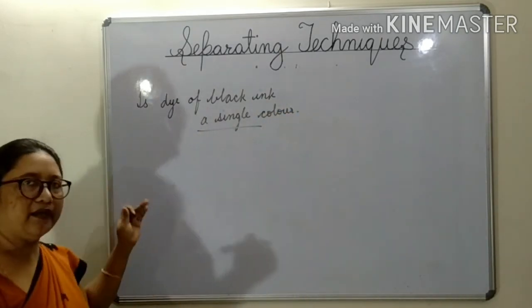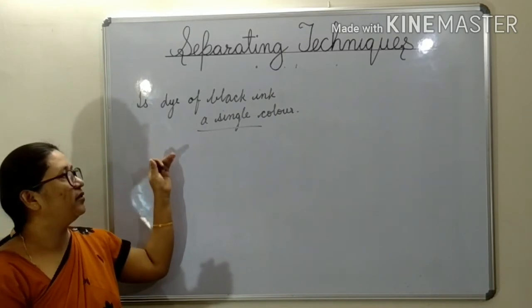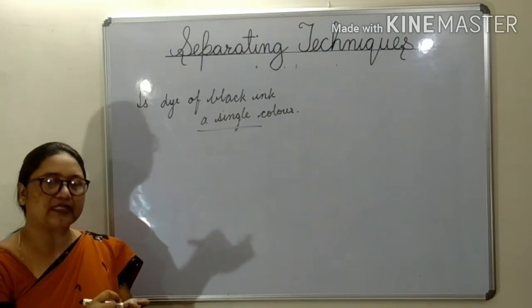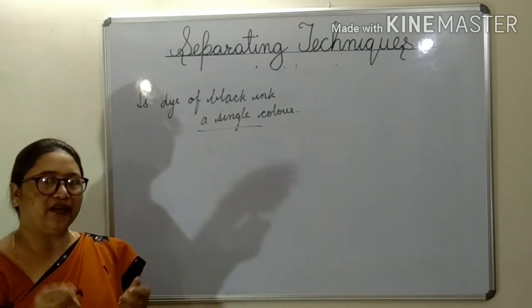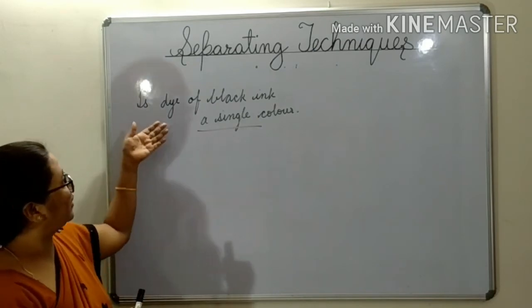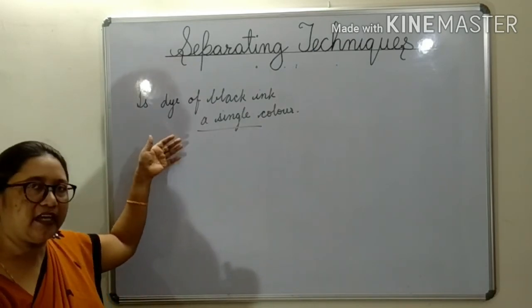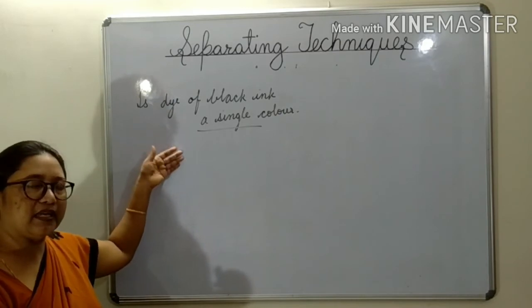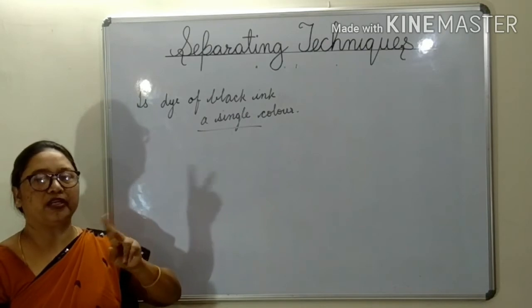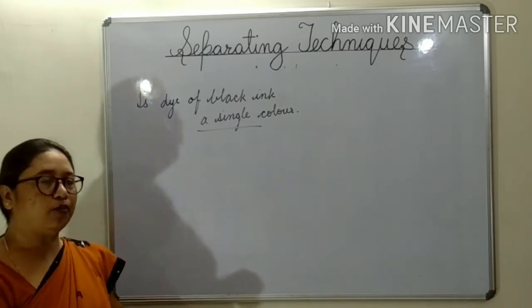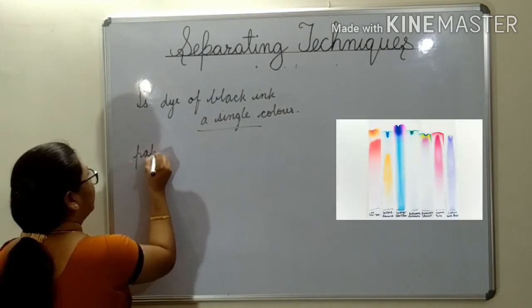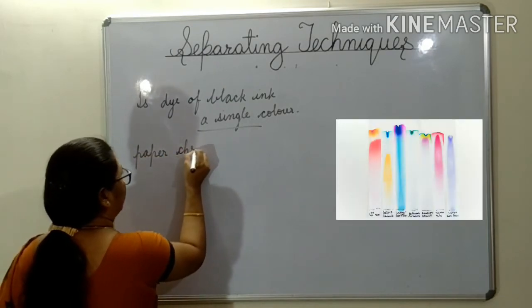As we all know, black ink has a dye mixed with water. In that, water acts like a solvent in which the black dye is dissolved. So now, with a special technique, we will find out whether the dye is a single color or a combination of two or more colors. The special technique is called paper chromatography.